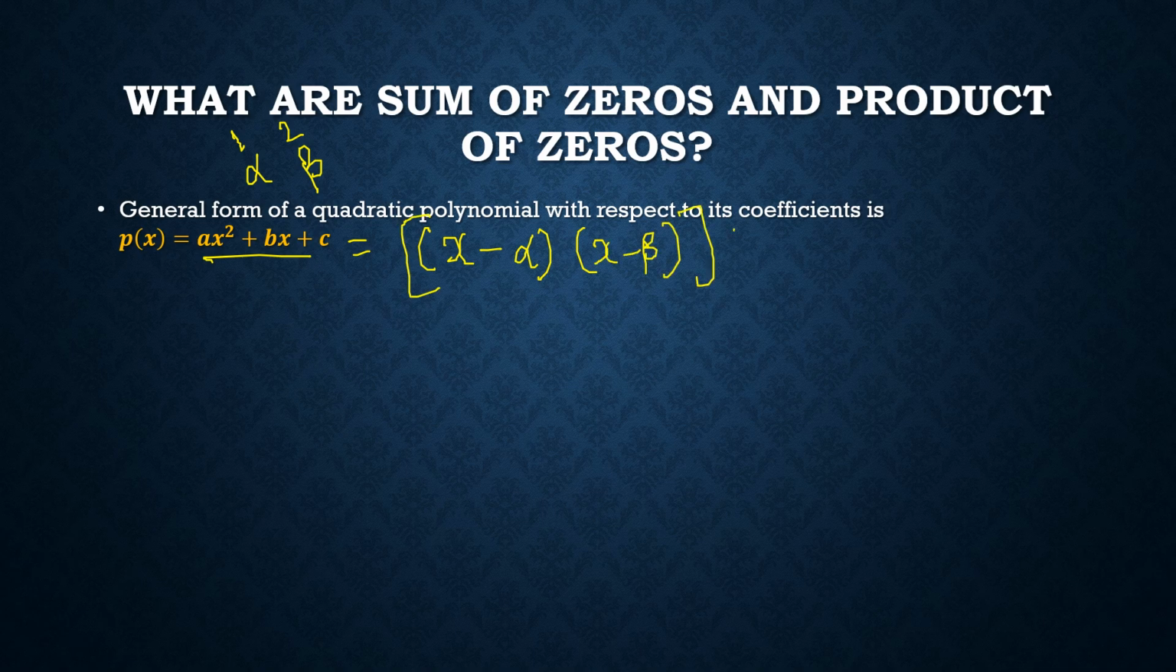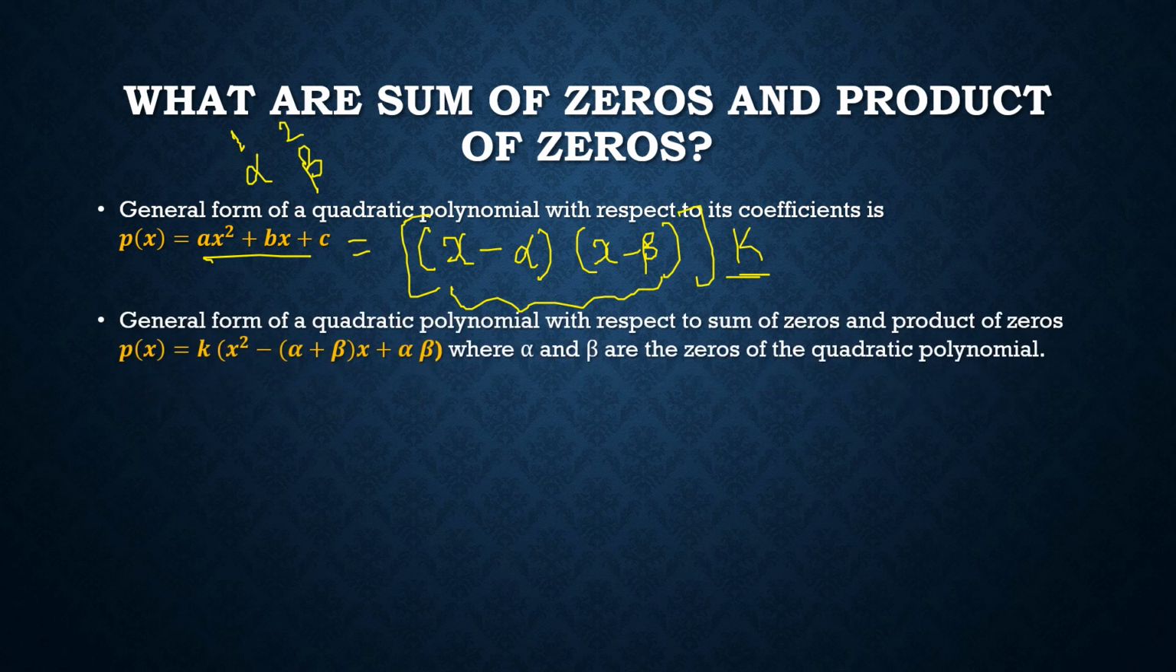And we will introduce one constant also. Maybe there is a common factor I would have taken out, so for safety's sake we are taking a constant k outside. If we multiply these two, you will get the other general form, which is of this format. So both these general forms are equal. If I know the coefficients a, b, c, I can have this quadratic. If I know the zeros of a polynomial, then you can have this general form.